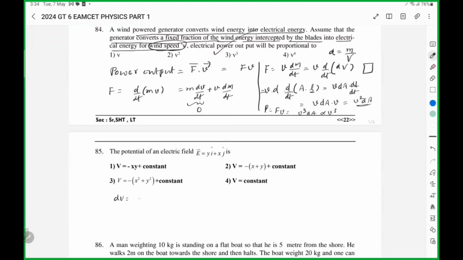dV is the relation between potential and electric field. Minus y i plus x j, r bar is x i plus y j, dr bar is dx i plus dy j. So minus y dx plus x dy, minus d of xy. So this is dV. V will be minus xy plus constant.